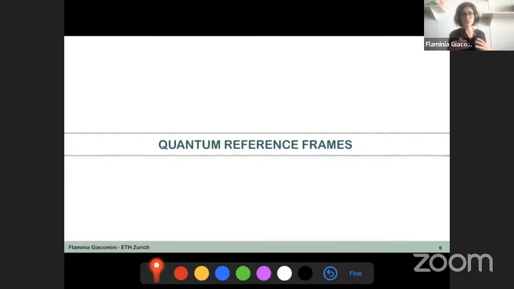Now, after the introduction, I would like to introduce you to the topic of quantum reference frames. First, I will use some very general definitions, and then I will tell you how this is related to what I've been talking about so far in the introduction to the general topic.